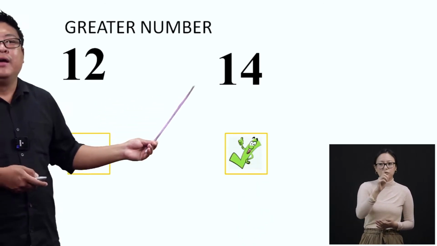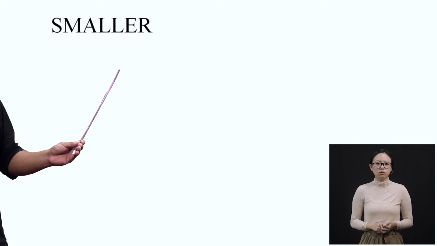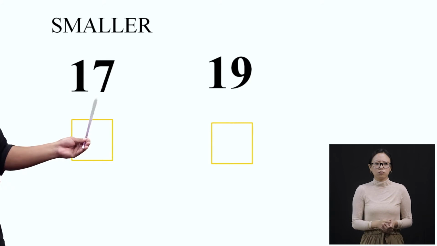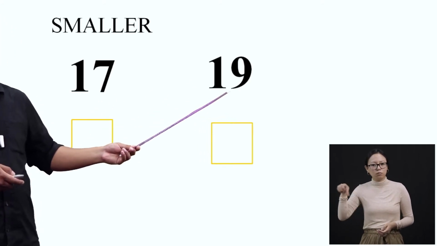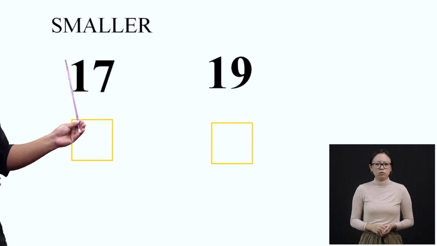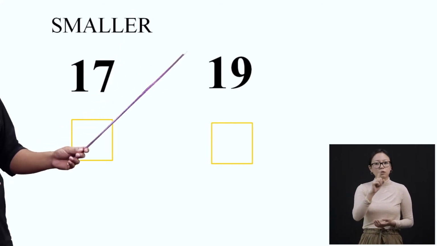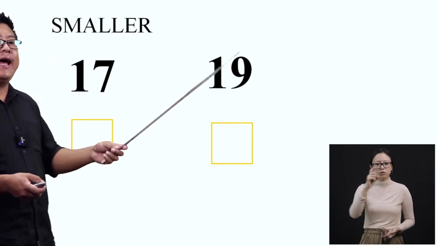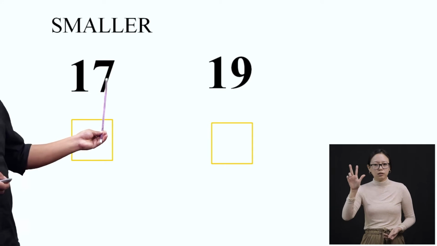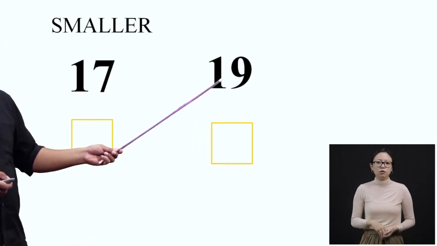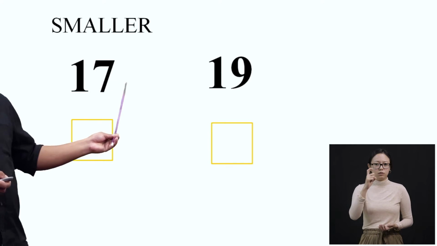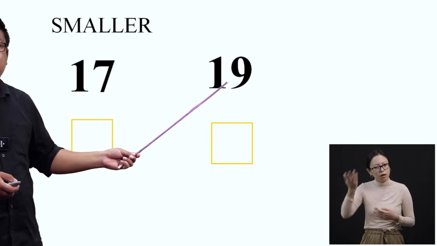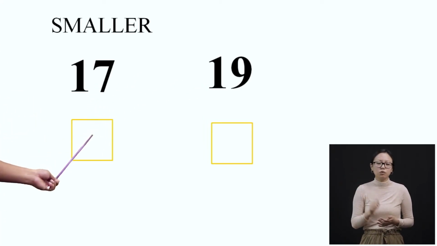All right, children? Now, let's look at an example for smaller number. The numbers displayed here are 17 and 19. Let's count the numbers starting from 11. 11, 12, 13, 14, 15, 16, and 17, 18, and 19. So we notice that 17 came before 19, right? When we counted, 17 came before 19. So 17 is the smaller number.